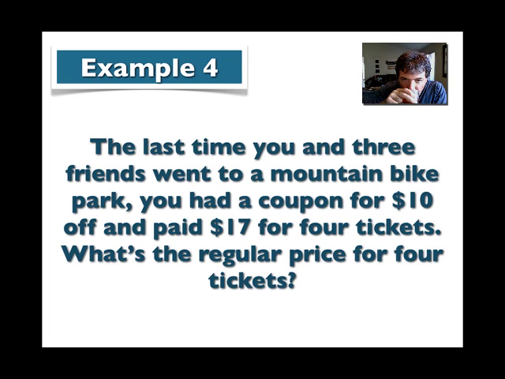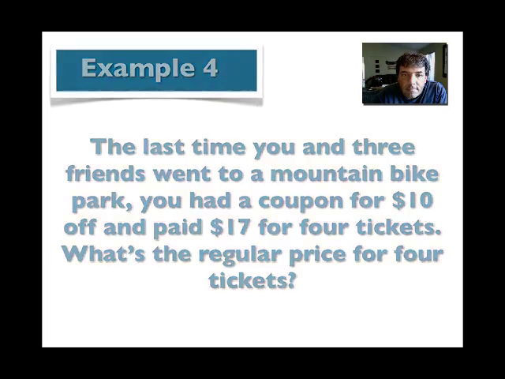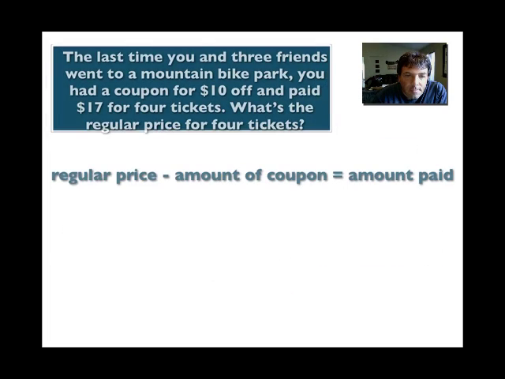So as you read this, it says last time you and 3 friends went to a mountain bike park, you had a coupon for $10 off, but you paid $17 for 4 tickets. And the question is, what's the regular price for 4 tickets? Again, not a very challenging question, but they want you to write the equation in symbols first and then solve it. So let's do that now.